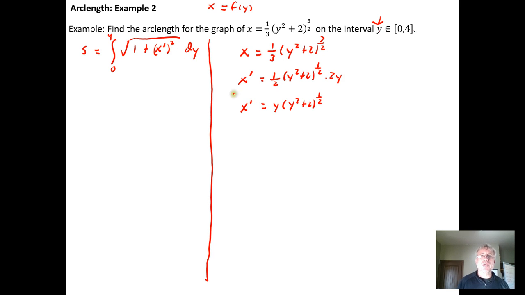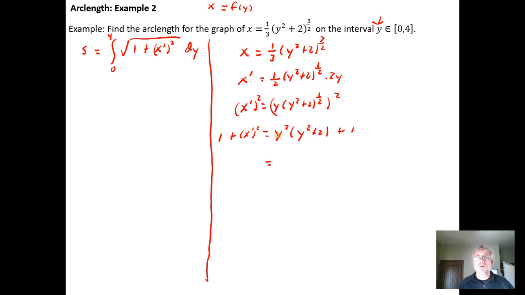But we know we're going to need to square x prime. So let's go ahead and do that. And if we square x prime, we get y squared. And the 1/2 power squared is going to cancel. This is a square root, and the squaring will cancel it, so we'll be left with the y squared plus 2 sitting here. And then we also see that we need to add 1 to x prime squared. So we're going to have to go 1 plus x prime squared. So this is going to equal a plus 1 over here, so we'll add 1 to both sides.